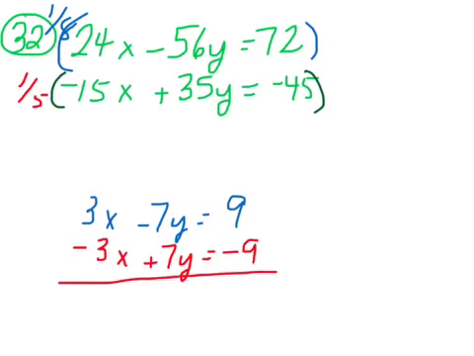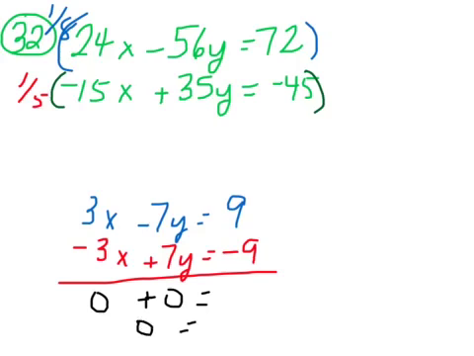Okay, so now if I add all these together, let's see what I get, because it looks like some stuff's going to cancel out. I see that 3x minus 3x would be 0. I'm going to write the 0 this time because I'm going to show you what else happens. Negative 7y and positive 7y also cancel out. What they're really doing is adding up to 0. So on the left side, I have 0 plus 0, which is 0.